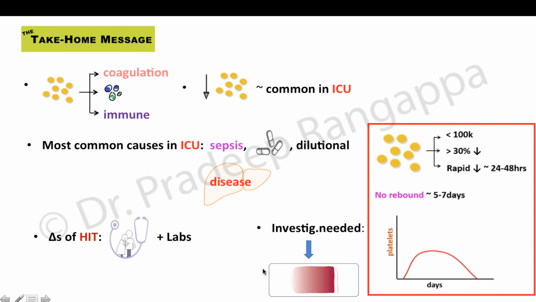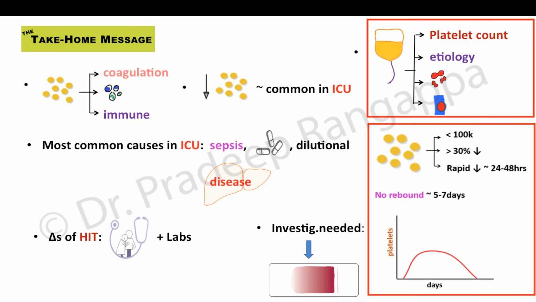So investigation starts with a peripheral smear. We need to investigate low platelets when your platelet count is less than 100,000 or there is more than a 30% drop, or when there is a rapid drop in 24 to 48 hours, or where there is no recovery in 5 to 7 days, or where the platelet count has improved and then again drops. I think these are the clinical situations where it would mandate investigations.